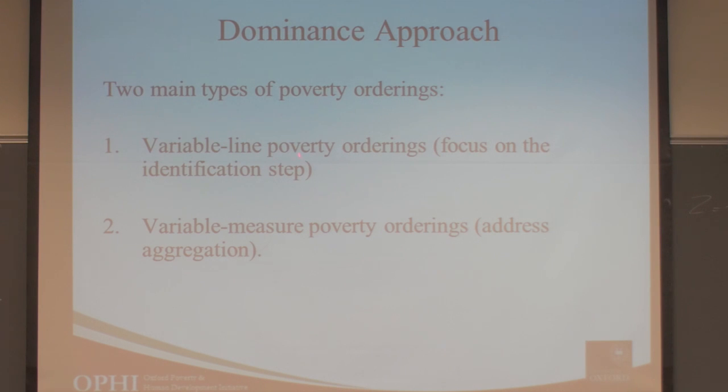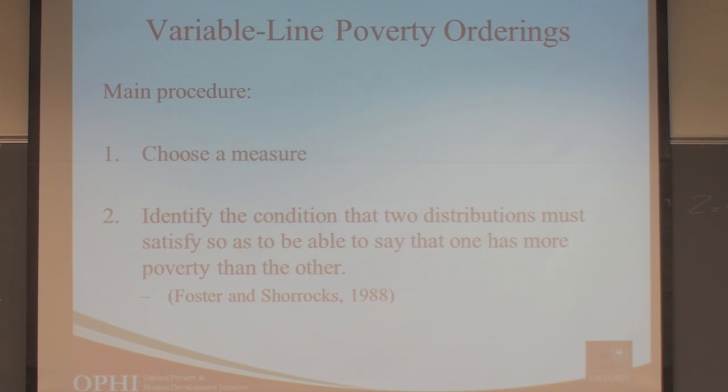So there are two main types of poverty ordering. One is variable line poverty ordering, which focuses on the identification step, and the other is variable measure poverty ordering. It addresses the aggregation. The idea is to choose a measure and identify the condition that two distributions must satisfy so as to be able to say one has more poverty than the other. These are the results that we get from Foster and Shorrocks' work, 1988.